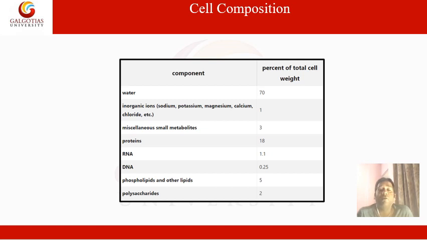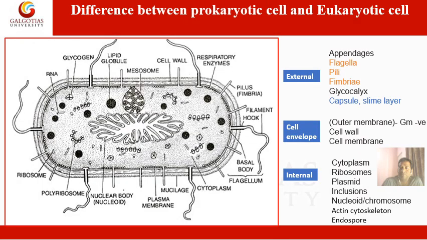Then there are phospholipids and lipids as well in the cell that mainly form the plasma membrane as well as organelle membranes. Then the cell also contains different polysaccharides as storage granules or cytoplasmic inclusions, and they roughly form around 2% of the total weight of the cell.